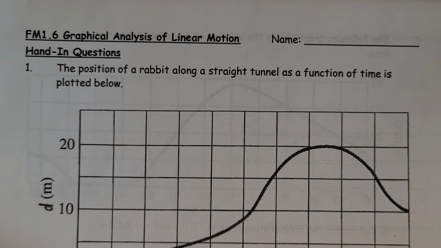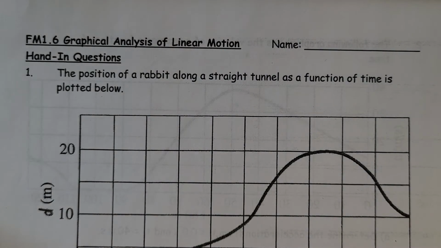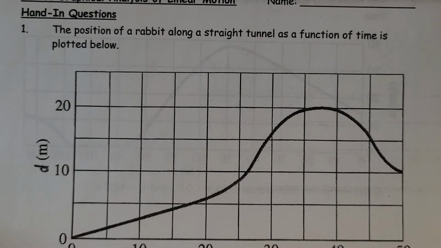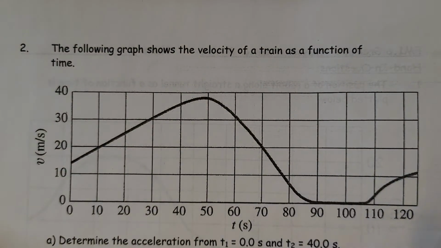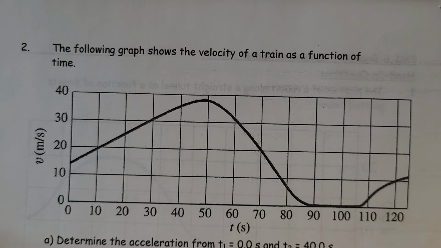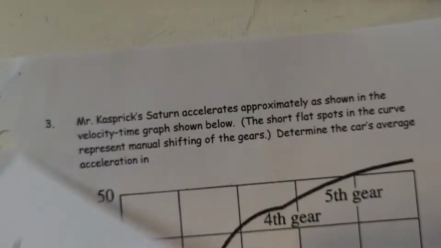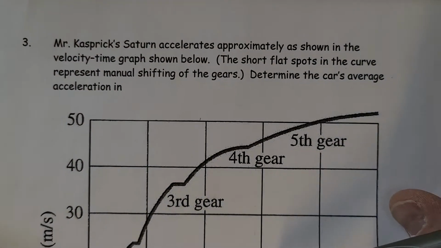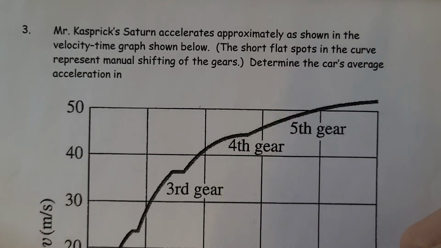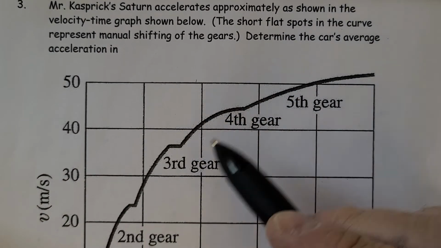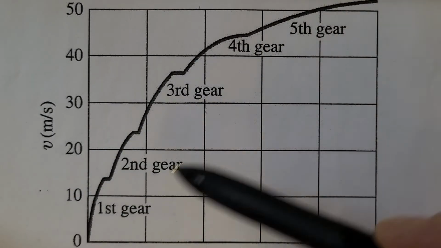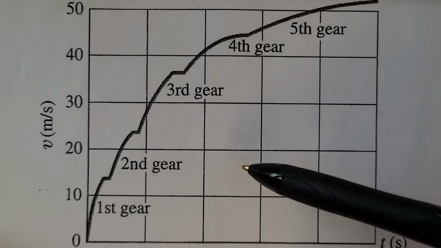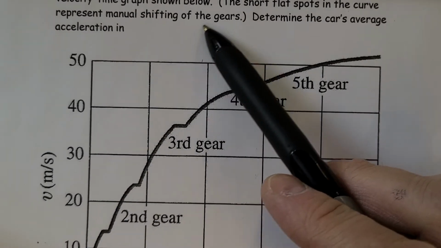So if we look at the assignment, I think the first page is relatively straightforward. It's very similar to what we did. Page 2, I think it's decent as well, very similar to the questions that we looked at. And then the last one, I threw in one of my real life scenarios from when I used to own a manual Saturn, where here's a graph that represents my speed as I'm changing gears. So you can see that's the scenario that happens.